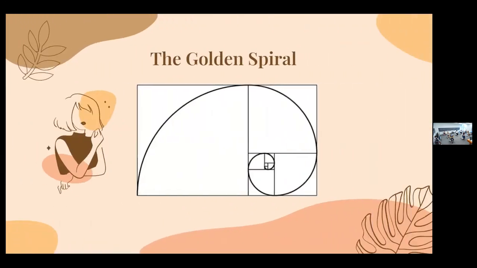And this is the golden spiral, which is achieved when you take that golden rectangle diagram and draw an arc in each square connecting all of them. We'll discuss the presence of the golden spiral in different areas of life throughout the presentation.